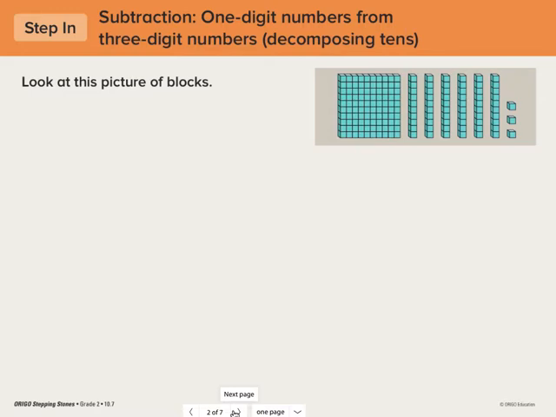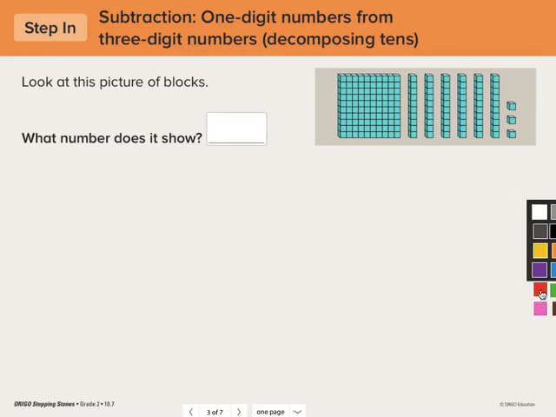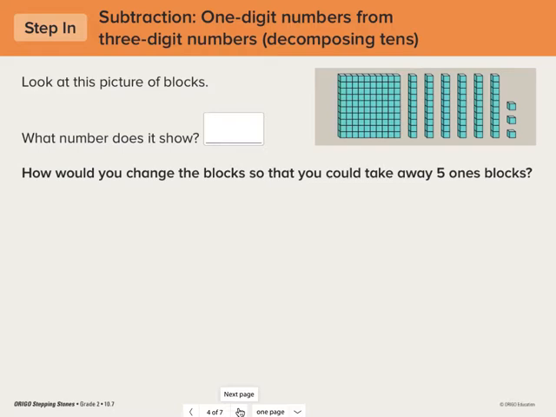Look at this picture of blocks. What number does it show? So take a second to count up the blocks and then write down what this number shows. It shows 163, right? We have 100, 6 tens, and 3 ones.